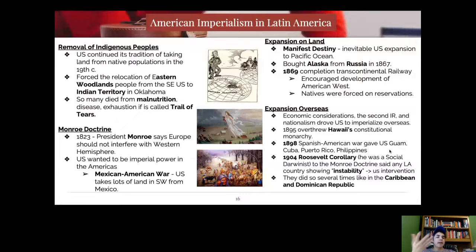American imperialism in Latin America. So, removal of indigenous peoples. The U.S. continued its tradition of taking land from native populations in the 19th century. So they forced the relocation of eastern woodlands people from the southeast U.S. to Indian Territory in Oklahoma. This comes to be known as the Trail of Tears. Remember, the United States is a colonial power itself. It's founded based on colonialism.